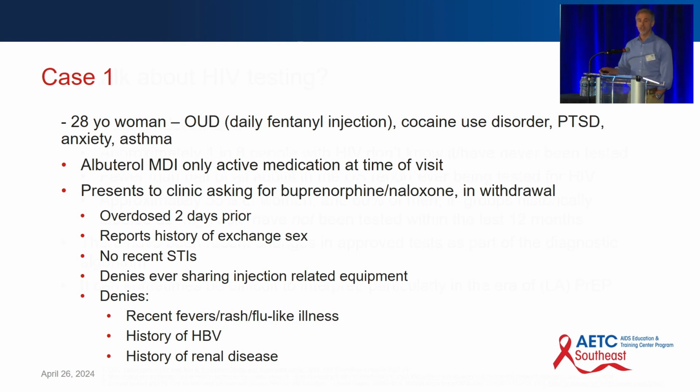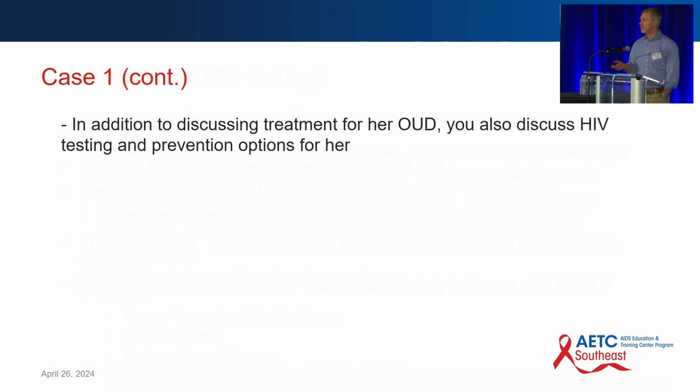She also reports a history of exchange sex. She denies any recent history of sexually transmitted infections. She also denies ever having shared injection-related equipment. And importantly, she says that she has no known history of hepatitis B or renal disease. And in the last 4 to 6 weeks, she has not had any recent fevers, rash, or flu-like illness that would be concerning for acute HIV. So in addition to discussing treatment for her opioid use disorder, you also discuss HIV testing and prevention options for her.